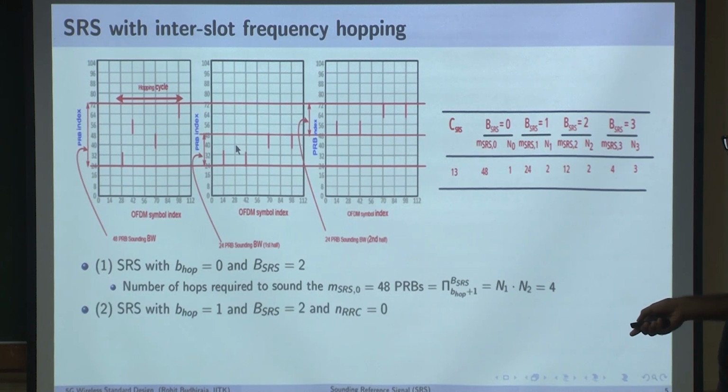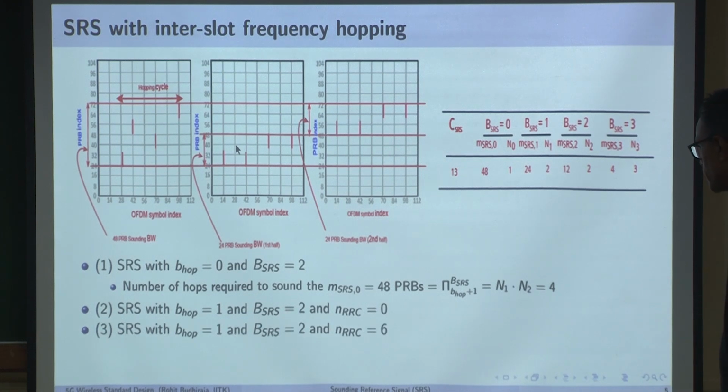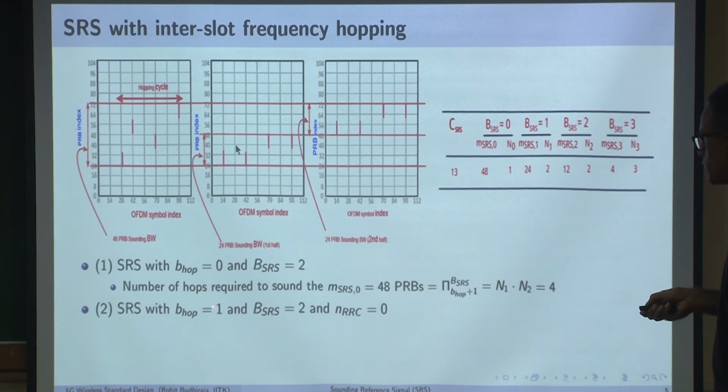In case 2, what's happening is that we have set B hop equal to 1, and BSRS is 2. There is this NRRC which is coming. So in this case, B hop is 1, BSRS is 2, and NRRC is 0. What happens when B hop is 1? The actual sounding bandwidth is 24, not 48.